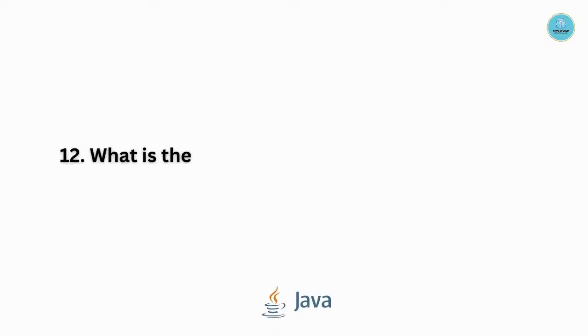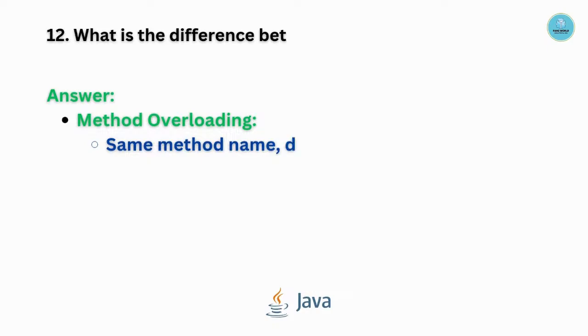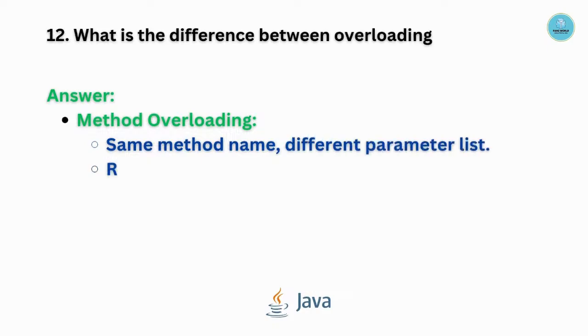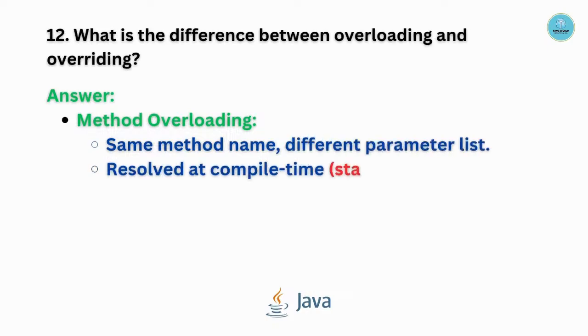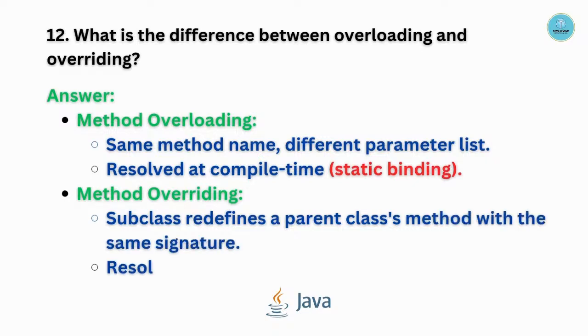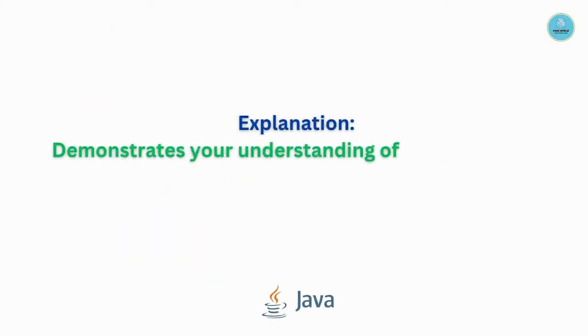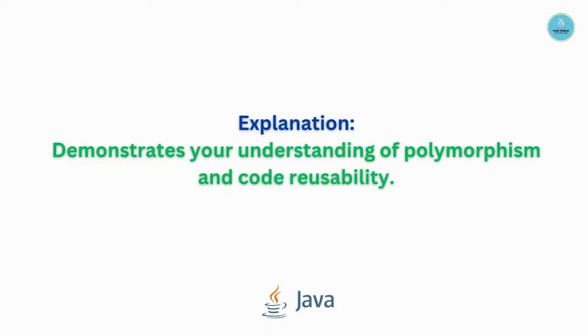Question number 12. What is the difference between overloading and overriding? Method overloading: same method name, different parameter list. Resolved at compile time. It is static binding. Method overriding: a subclass refines a parent class's method with the same signature. Resolved at runtime. Dynamic binding. This demonstrates your understanding of polymorphism and code reusability.